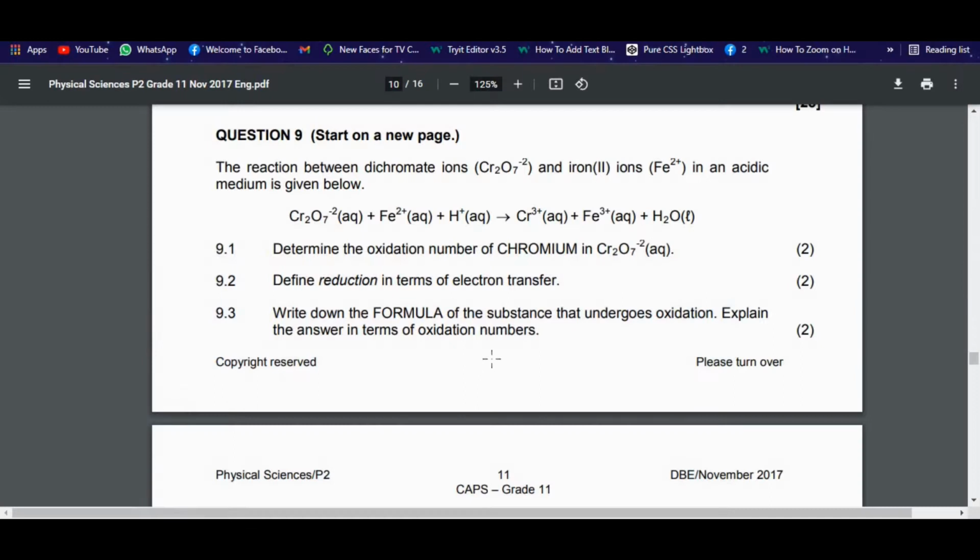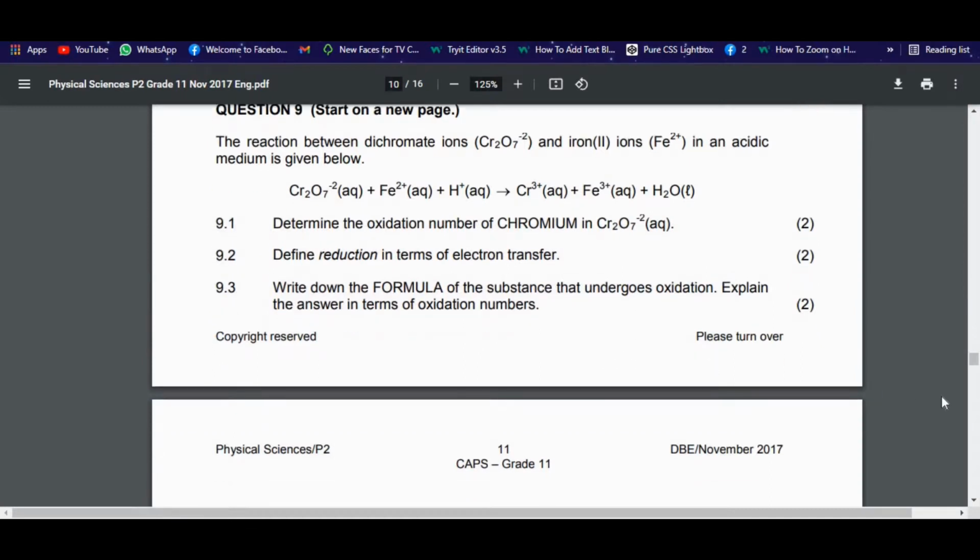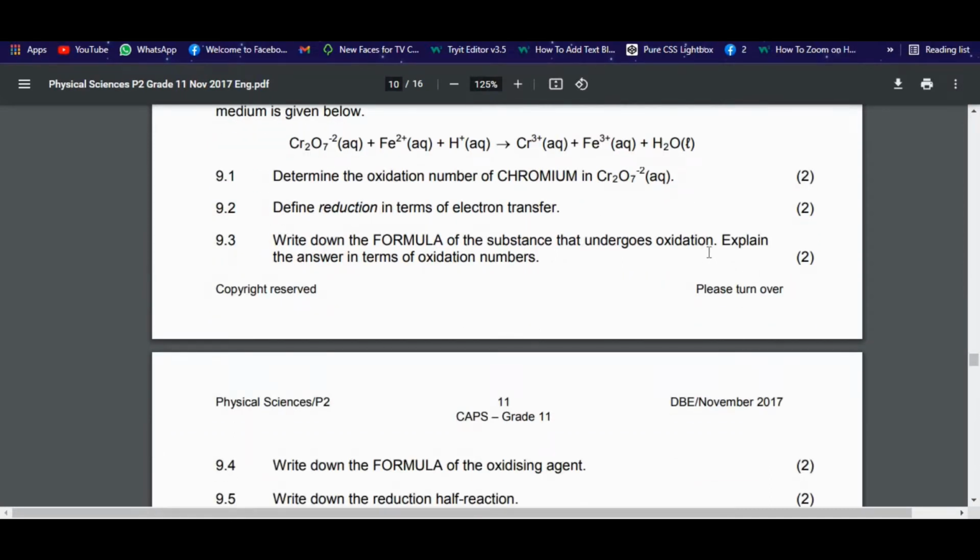Right, the next one, 9.3. Write down the formula of the substance that undergoes oxidation. The formula. Explain the answers in terms of oxidation numbers. Now the formula that undergoes oxidation, let's have a look here.